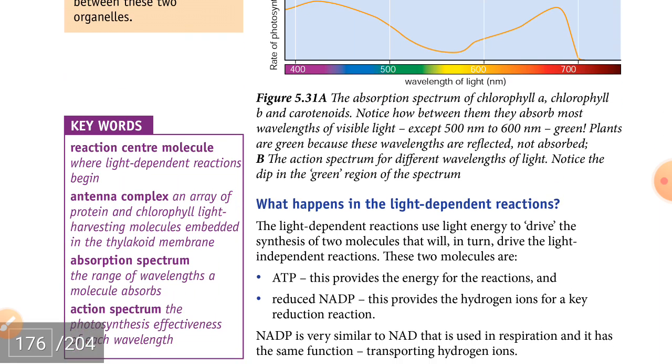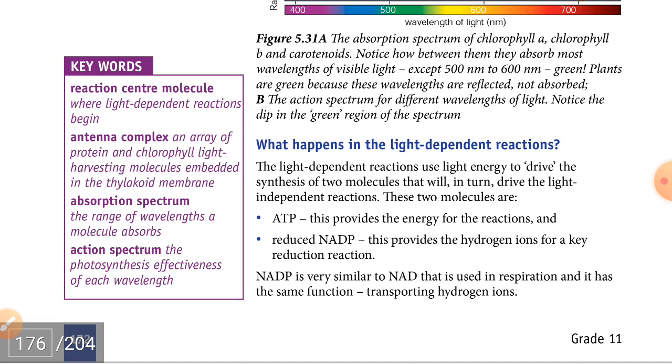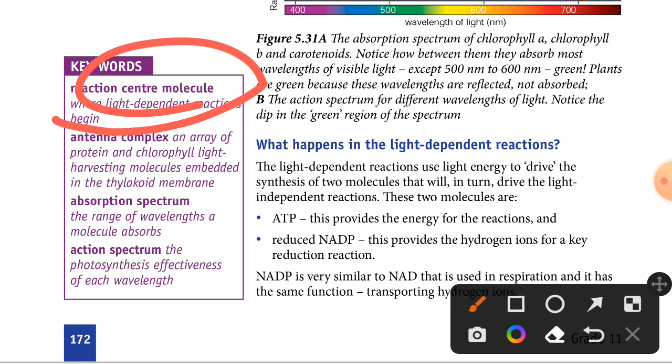This is not so much important. So the reaction center molecule is where light dependent reactions begin.